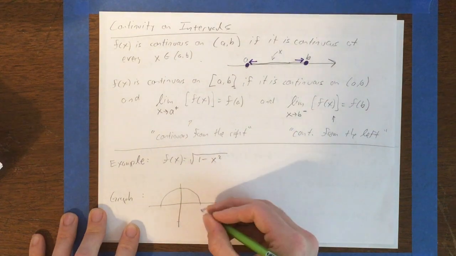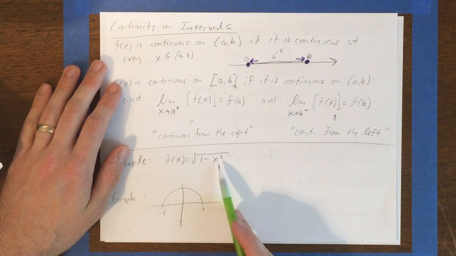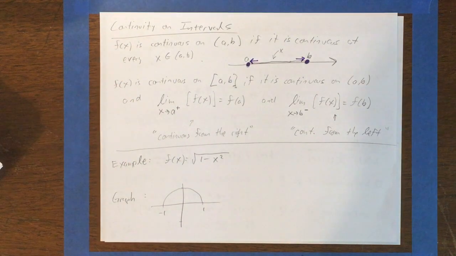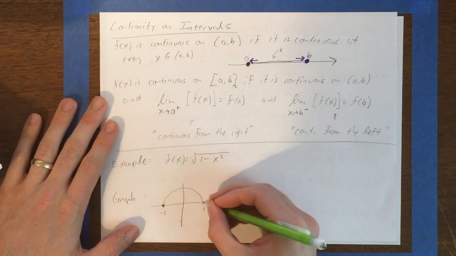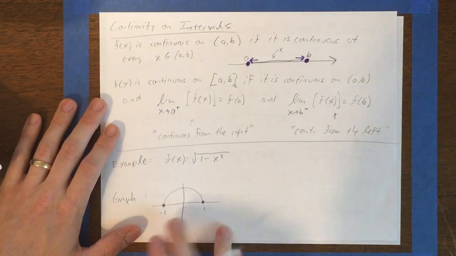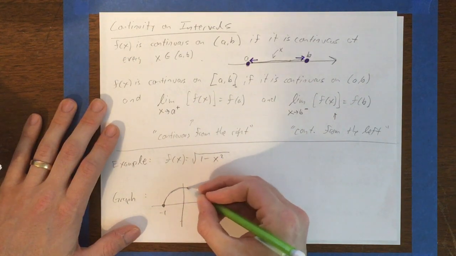Now, what about at 1 and negative 1? Well, if you put 1 or negative 1 in here, squaring will give you 1, and 1 minus 1 is 0. What's the square root of 0? It's just 0. It's not undefined. That gets confused sometimes. It is actually defined. It is 0. So the 1 and the negative 1 are fine. They're going to be part of this function. So that's what it's going to look like.